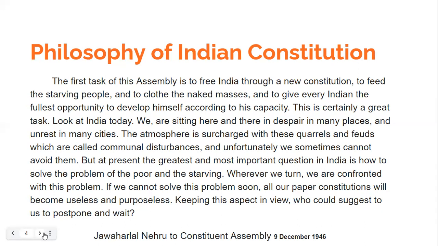So he had this in mind, that the Indian constitution should be framed keeping in mind the welfare of the common people. And that was his philosophy when he said in the speech to the Constituent Assembly that keeping this aspect in view, who would suggest to us to postpone and wait? Okay, so that is what he said. A very interesting, very sensitive speech, which sums up one of the important aspects of the Indian Constitution, the caring for the poor.